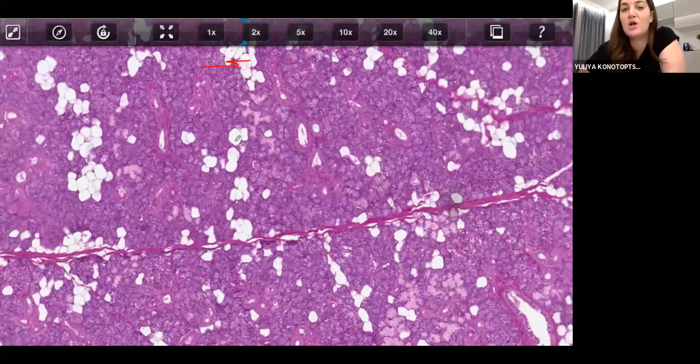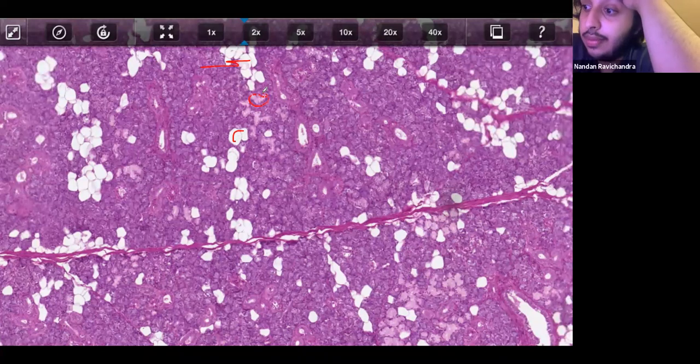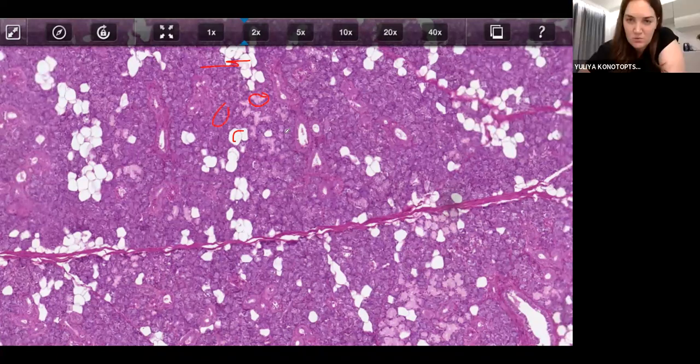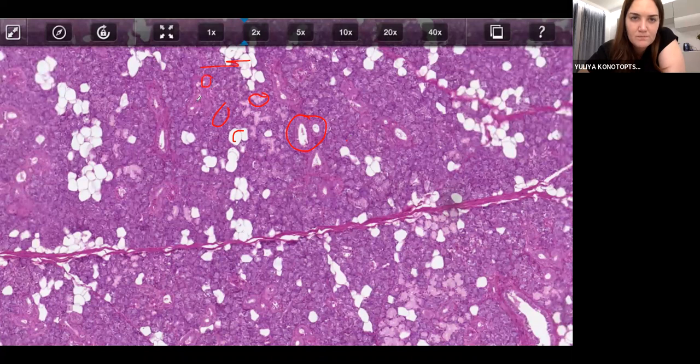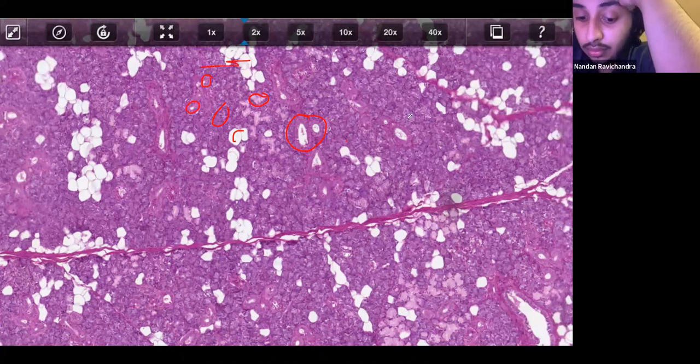So white things are adipocytes, it is given. What are those? Mucus acini? Those are serous acini. So those, what are they? Striated ducts? Very good. So they are striated. What about those? This one, this one. Intercalated? Very good. This one. Striated as well? Striated as well.